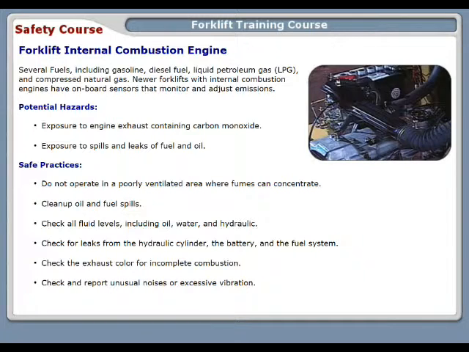Potential hazards include exposure to engine exhaust containing carbon monoxide, exposure to spills and leaks of fuel and oil. Safe practices include: do not operate in a poorly vented area where fumes can concentrate. Be sure to clean up all oil and fuel spills immediately. Check all fluid levels, including oil, water, and hydraulic oil levels. Check for leaks from the hydraulic cylinders, the battery, and the fuel system. Check the exhaust color for incomplete combustion. Check and report unusual noises or excessive vibration.